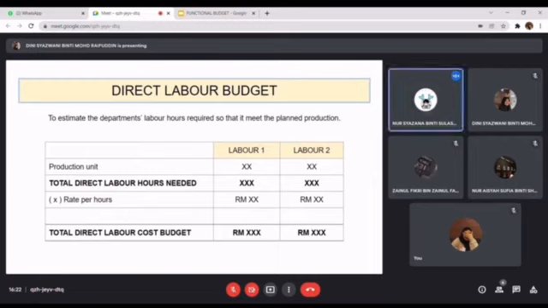Now we move to the direct labor budget. Direct labor budget is to estimate the department's labor hours required so that it meets the planned production. First, we need to calculate by multiplying the total quantity of the production budget with hours per unit, and then we get the total direct labor hours needed. After we get the total direct labor hours needed, we multiply it with the rate per hour, and then we get the total direct labor cost budget.